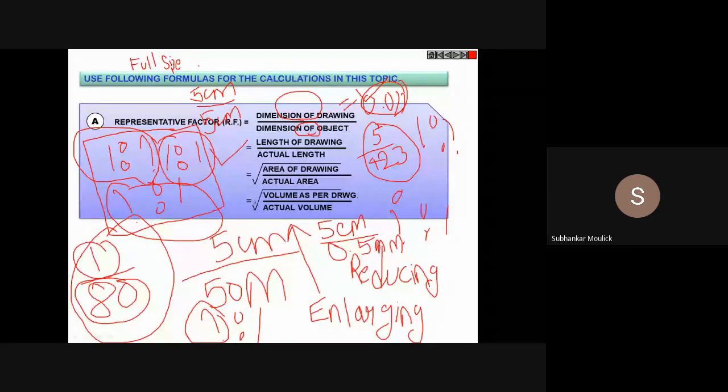So on the basis of RF, we can classify scale into 3 categories. Reducing scale, that is 1 is to something. Enlarging scale, something is to 1. And the third one is full size scale, 1:1. Is it clear to all of you? Yes, sir. Okay. It is clear to all of you.